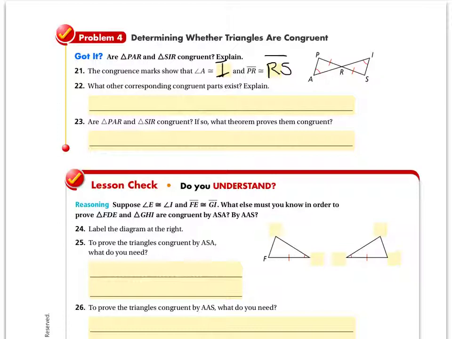If you notice, we only have one vertex at point R. Well, when two angles share the same vertex, they're vertical. Therefore, we know that angle PRA and angle SRI are vertical angles. That makes them congruent. Angle PRA is congruent to angle SRI.